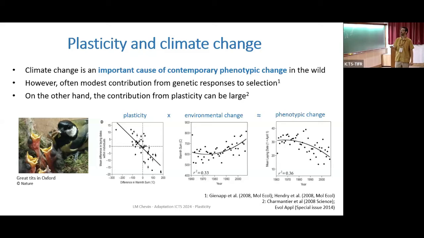When you do that, and you combine this with the trend of environmental change, you get a big part of the actual phenotypic response that occurred across here in the population. So this was a clear example that plasticity contributes a lot to phenotypic responses to climate change.